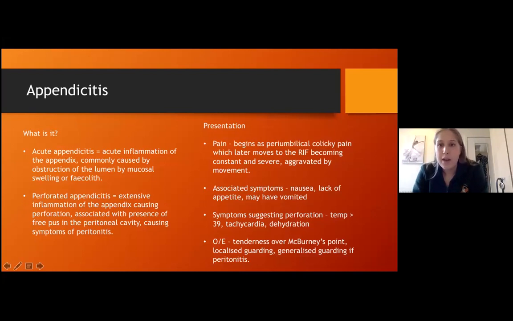If you do get perforated appendicitis, you're looking for things like systemic illness, so the temp might be over 39 degrees, a fast heart rate, or the child may have signs of dehydration. On examination, you would find tenderness over McBurney's point, which is one third of the way from the ASIS to the umbilicus, and that tends to be where the appendix is found. You would also get some localised guarding and generalised guarding if there's peritonitis going on.